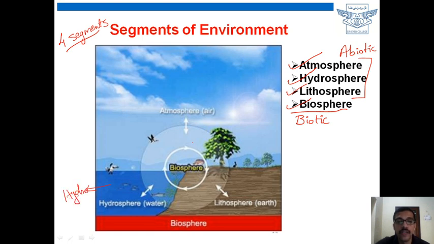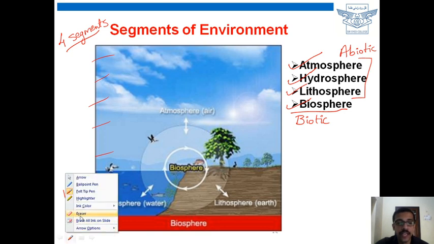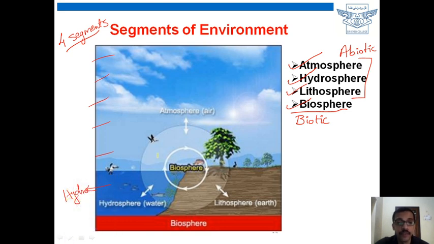Hydrosphere. You have an atmosphere here, which is subdivided into different segments. Later we will see that. What are those? Troposphere, stratosphere, mesosphere, and ionosphere or thermosphere. Then you do have lithosphere. And the biosphere, the last component, the fourth component, the biosphere, that is distributed over the other three environmental segments.